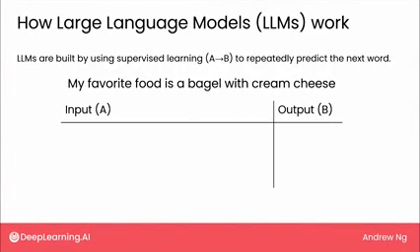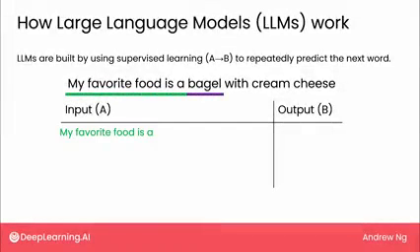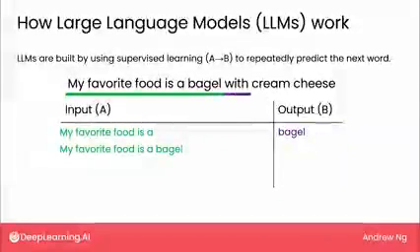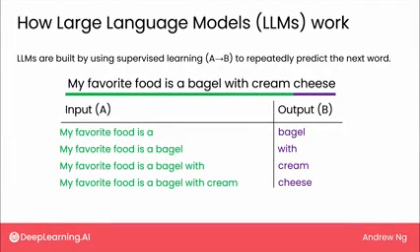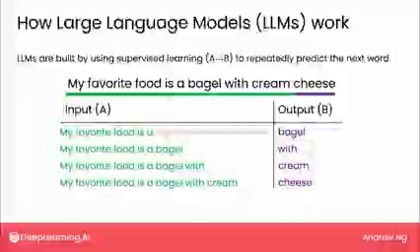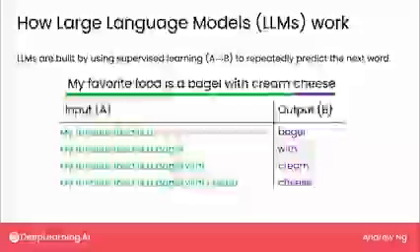Specifically, given this sentence, we now have one data point that says, given the phrase, "My favorite food is a," what do you think is the next word? In this case, the right answer is "bagel." And also, given "My favorite food is a bagel," what do you think is the next word? Is "with," and so on. So this one sentence is turned into multiple inputs A and outputs B for it to try to learn from, where the LLM is learning, given a few words, to predict what is the next word that comes out there.